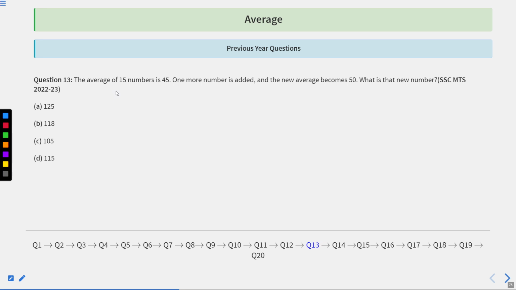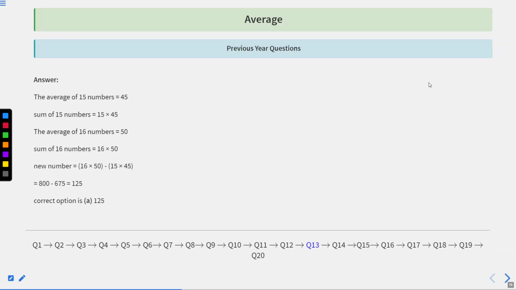Let us move ahead to question number 13. The average of 15 numbers is 45. So we have 15 numbers and their average is 45 and one more number is added to these 15 numbers and a new average becomes 50. So what is the new number?